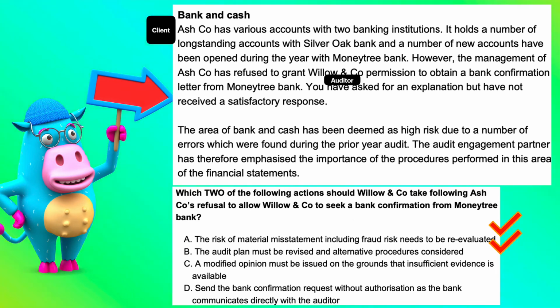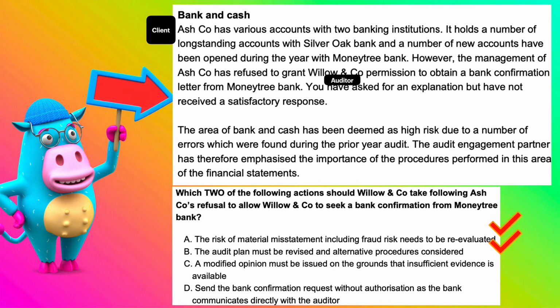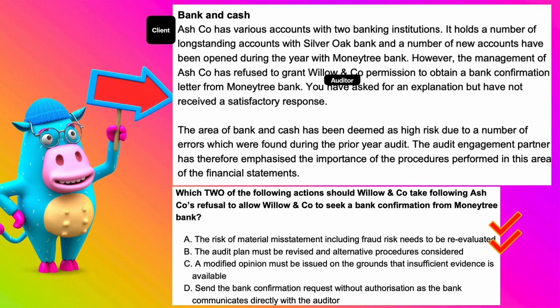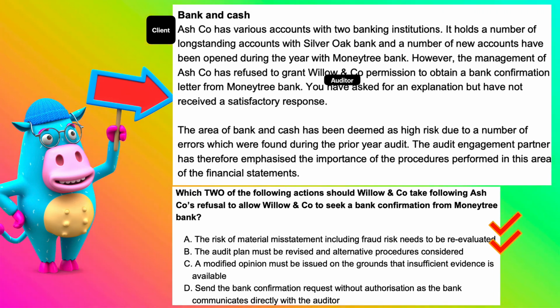C, a modified opinion must be issued on the grounds that insufficient evidence is available. Well, you do modify an opinion when insufficient evidence is available, but first of all, you try and do other procedures to get it. And look at the word there, a modified opinion must be issued. That's not right. May be issued, yes, but not must. So always be careful when they use these big, bold statements. And finally, send a bank confirmation request without authorization as the bank communicates directly with the auditor. No, it doesn't. The bank's contract is with the client, not with you, so they won't give you it. So it can't be that.